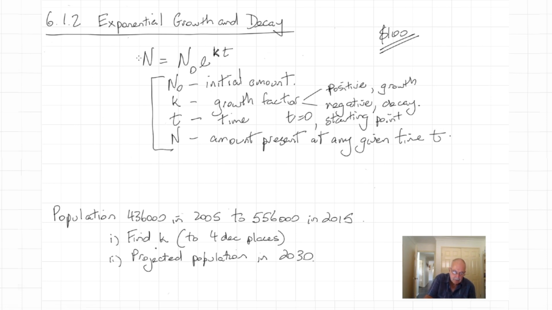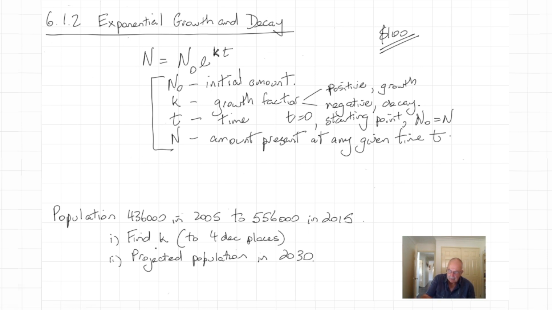We can use different letters other than N and N0. So just going through it again, this is the exponential. If K is positive, we're going to have growth. In other words, the thing is growing over time. If K is negative, we're going to have decay, so the amount present will be getting less and less as we go. N0 is the initial amount. K is the growth factor. If it's positive, we have growth, negative decay. T is the time. T equals 0 is the starting point, and that's when you have N0 present. And N is the amount present at any time T.